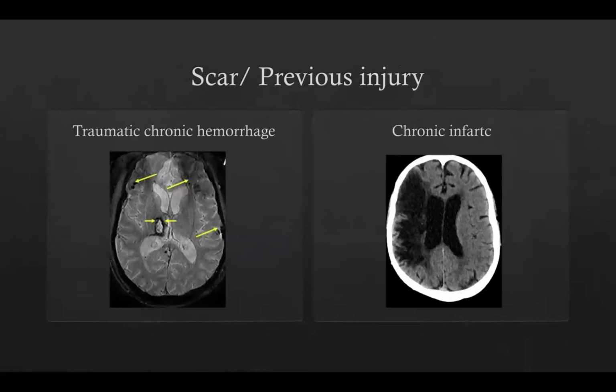Okay, and the other cause that should be thought of when you have a patient with epilepsy, especially an older patient, is whether it's related to a scar or previous injury. It could be due to a chronic infarct. This is actually quite common, especially in older patients. So if the patient has epilepsy, try to look for any old infarct. It could also be related to chronic hemorrhage. Chronic hemorrhage might be a little bit difficult to see on CT, but on MRI SWI, you might see some hemosiderin deposition, indicating a chronic hemorrhage.